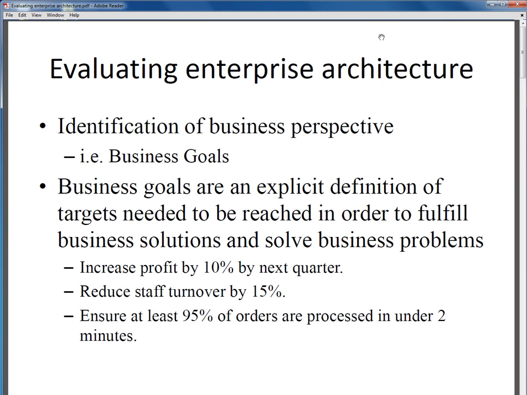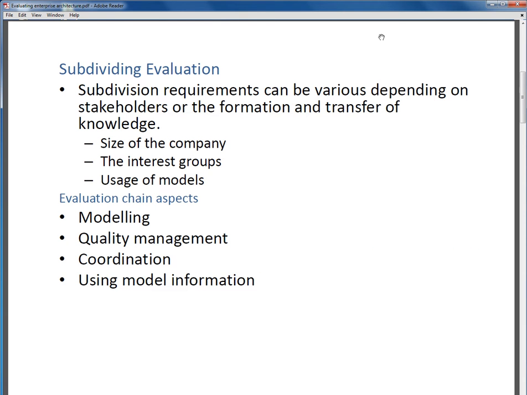Various groups of the business have different needs regarding the usage of models. For bigger companies, it is crucial to subdivide the evaluation into perspectives, depending on the utilization, because of the difference in needs, emphasizing precision and detail. The requirements for the subdivision are diverse. It can depend on stakeholders or the information and transfer of knowledge.